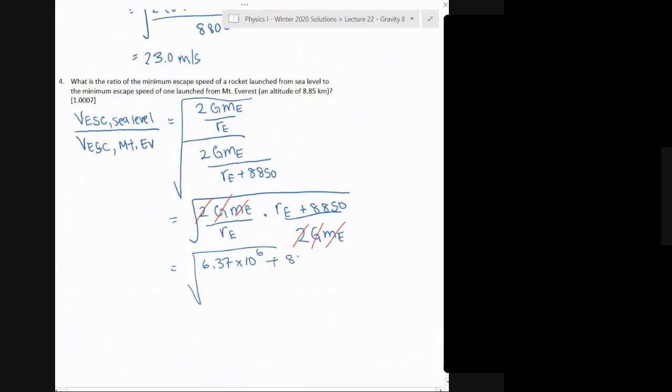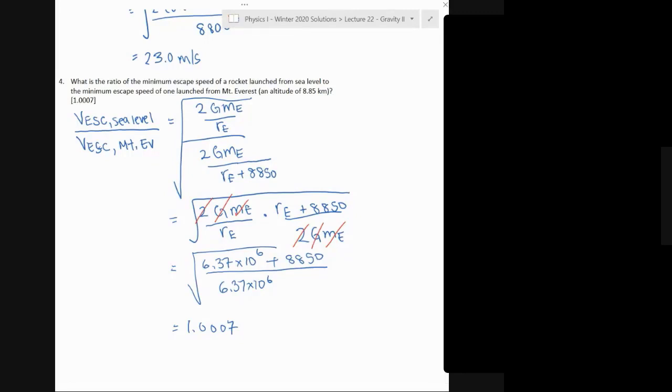Plus 8850 over the radius of the Earth, 6.37 times 10 to the 6. And then when I divide those, I should get 1.0007. So the ratio is 1.0007.